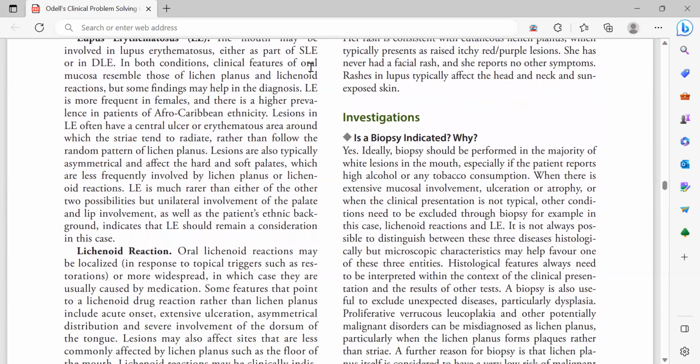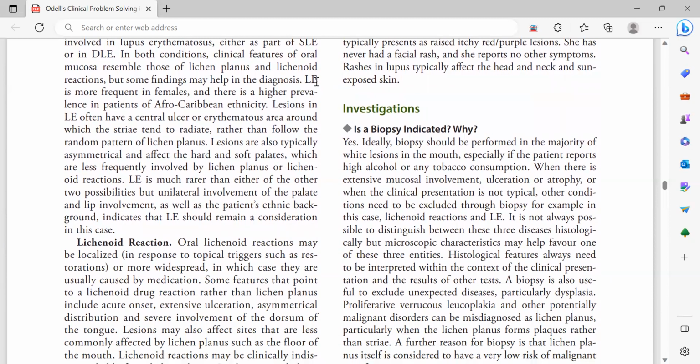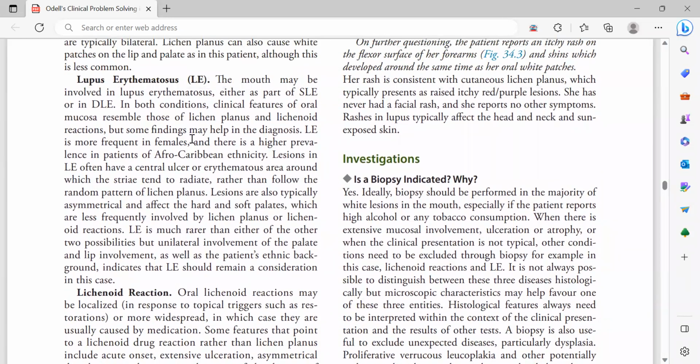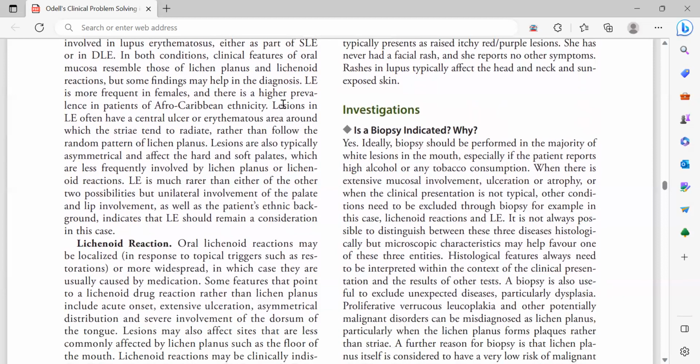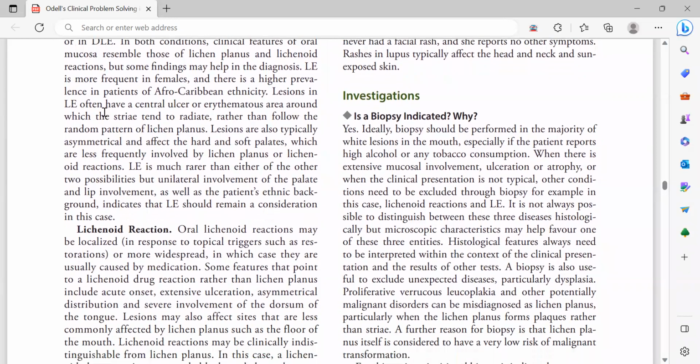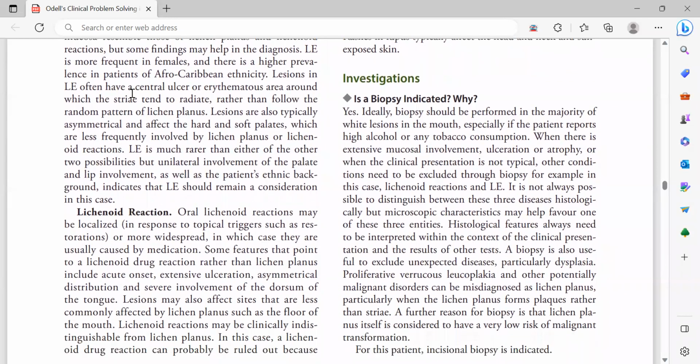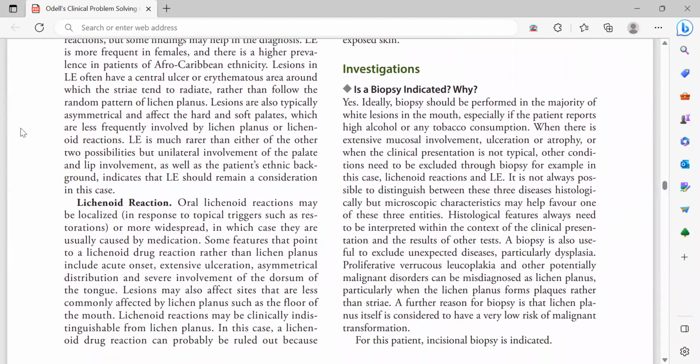In both conditions, clinical features of oral mucosa resemble those of lichen planus and lichenoid reaction, but some findings may help in diagnosis. Lupus erythematosus is more frequent in females and has a higher prevalence in Afro-Caribbean ethnicity, which our patient belongs to. Lesions in LE often have a central ulcer or erythematous area around which the striae tend to radiate, like a sun-like appearance.